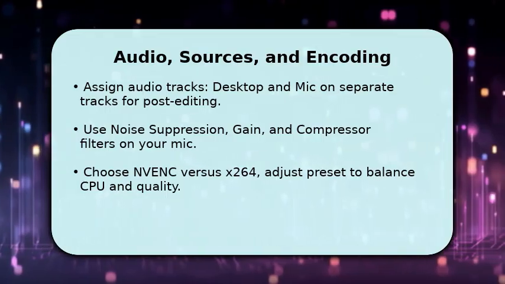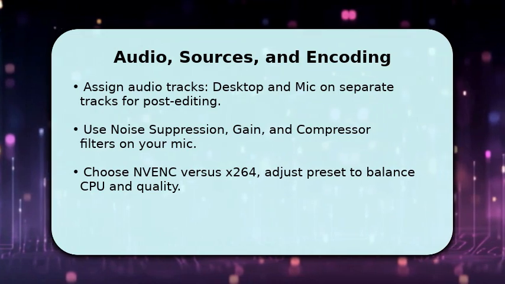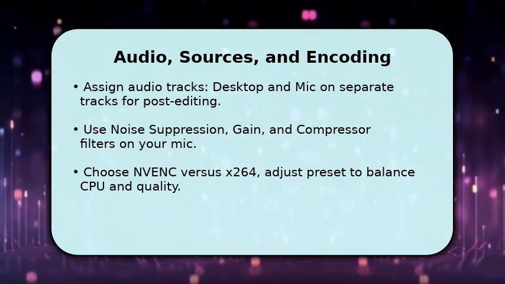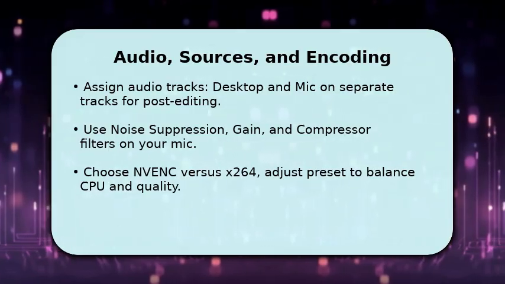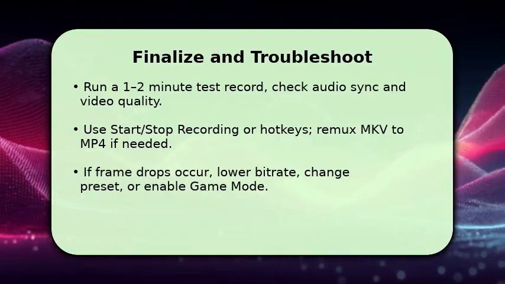Next, set your encoder and preset. Choose NVENC to offload work to the GPU or X264 if you prefer CPU quality. Then tweak bitrate and preset until CPU usage stays stable, while image quality is acceptable. Finish by testing and confirming everything records correctly.